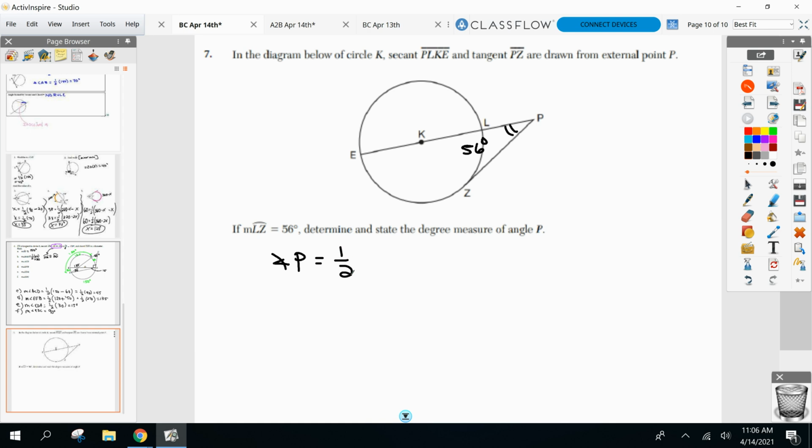The only way I find an angle on the outside is I take the bigger arc minus the smaller arc. Hayden, can you help me find arc EZ? Because that's the first arc I got to write down. It's going to be arc EZ minus 56. How do I find arc EZ here? 180 minus 56. Good job. That's a diameter, so a semicircle. So what's that? 124.